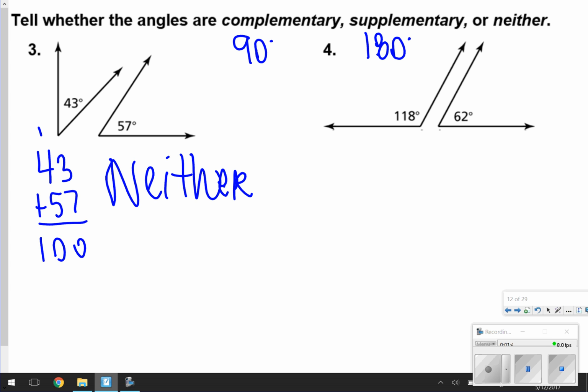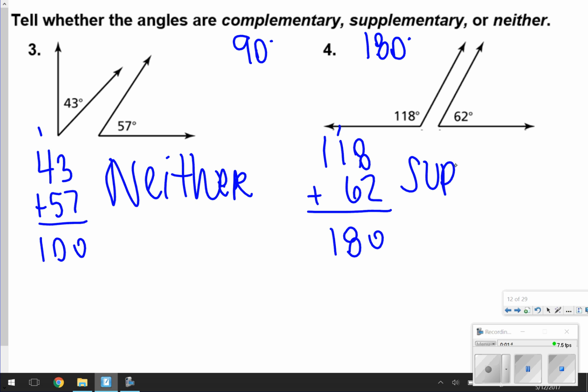For number 4, though, if we add 118 and 62, that one will be 180. So that is a supplementary angle. How did we do?